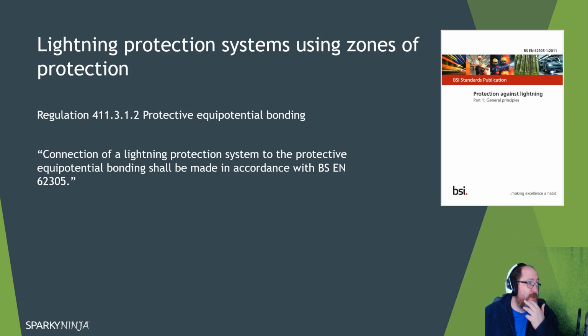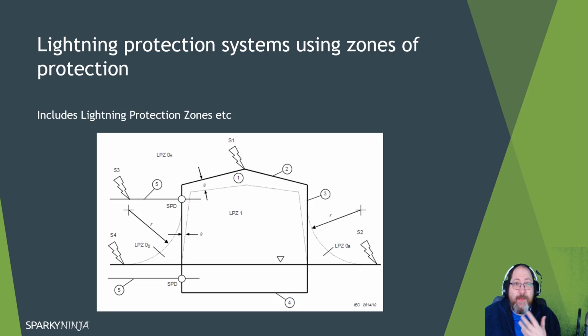Lightning protection systems. Regulation 411.3.1.2, protective equipotential bonding, does say connection of a lightning protection system should be in accordance with BS EN 62305. Now, it's not up to you to know BS EN 62305 unless you put scope onto this type of work and need to develop that level of technical knowledge. But what is required is for you to recognise that lightning protection systems may be present on the building or structure, or adjacent to the structure you're working on, and you may need to incorporate that with your design. With regards to lightning protection zones, similarly, we don't need to know about them from a BS 7671 perspective. We need to know how to work with them.